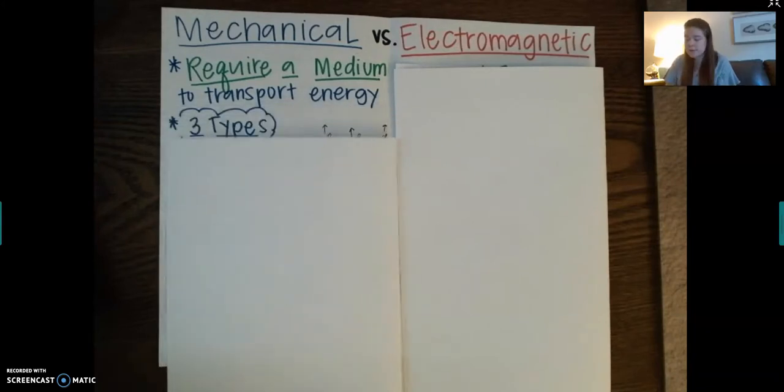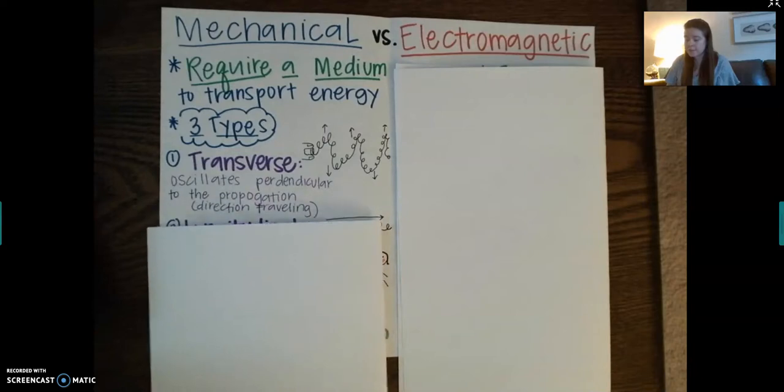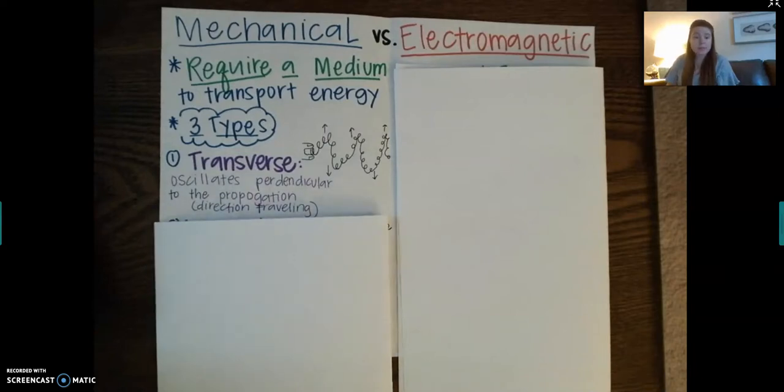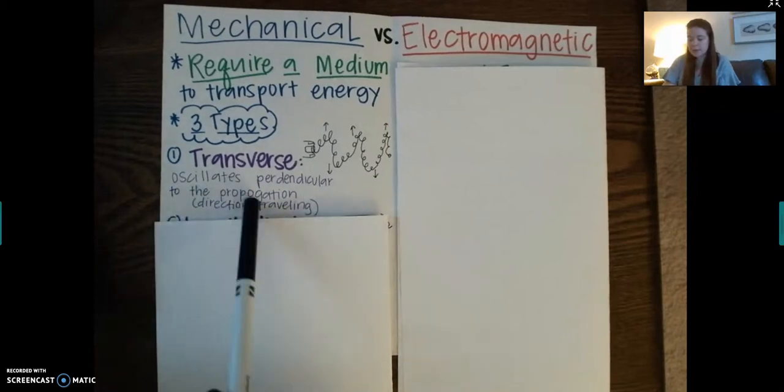The first one is going to be called transverse. A transverse wave is going to move in an up and down motion, often looks like hills and valleys, and it's going to be oscillating perpendicular to the propagation.